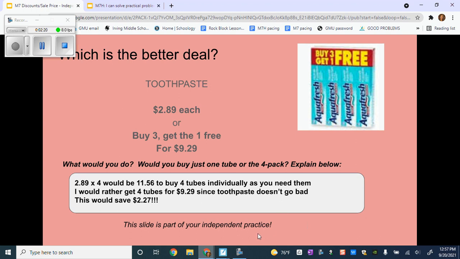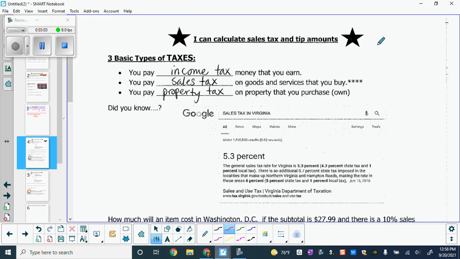And if you answered this one on your independent practice, we would see here that if you were to buy four individual tubes at $2.89, you would be spending $11.56. Now, if you do the buy three, get one free for $9.29, I would probably go ahead and do that because toothpaste doesn't go bad. And so you can go ahead and buy all four of them. And then obviously you'll just keep three of them like in a pantry or in the cupboard or in a drawer or in a closet or something like that. So yeah, in this situation, it's better for us to buy the three and get one free because we're saving $2.27.